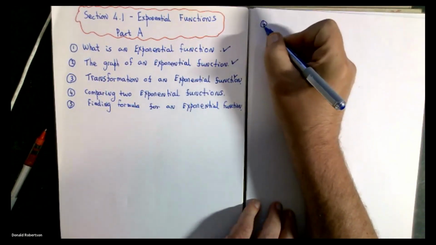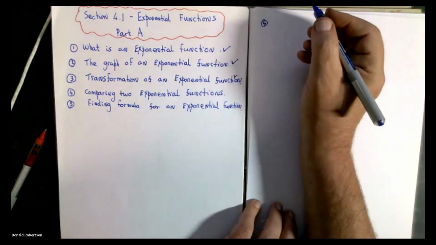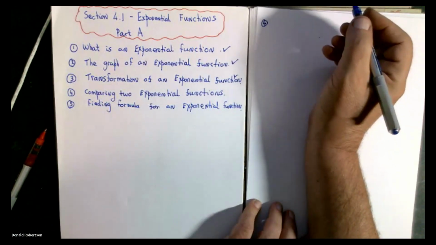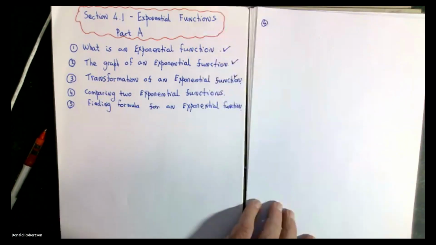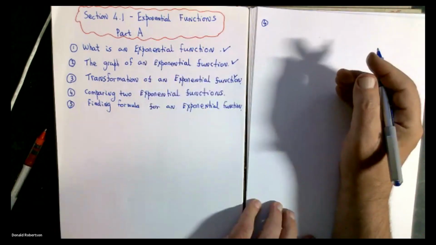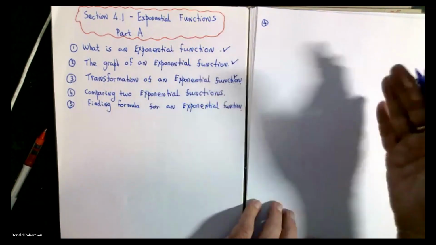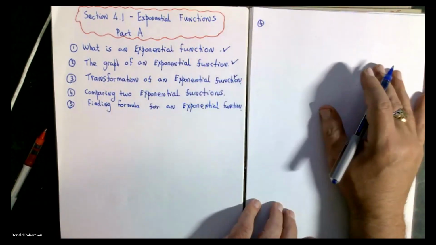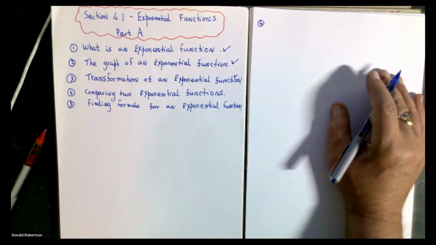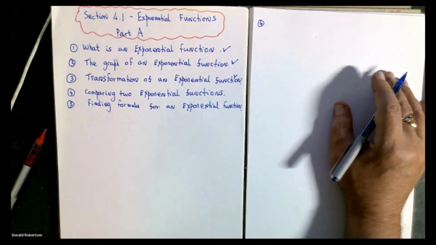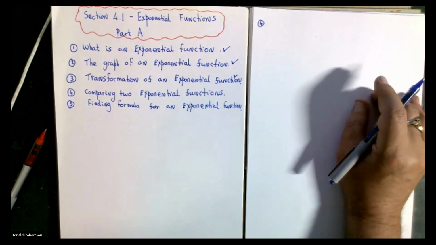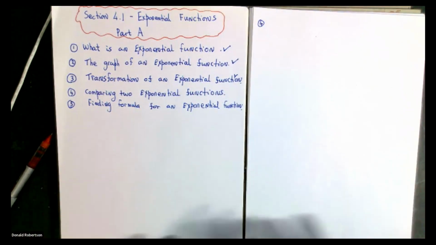Hello, this is us going to finish off section 4.1 part A. We're going to look at comparing two exponential functions and using Desmos to do any kind of comparison of two or more exponential functions, and then how you find the equation of an exponential function when you're just given a sketch with the location of one point on that exponential function.